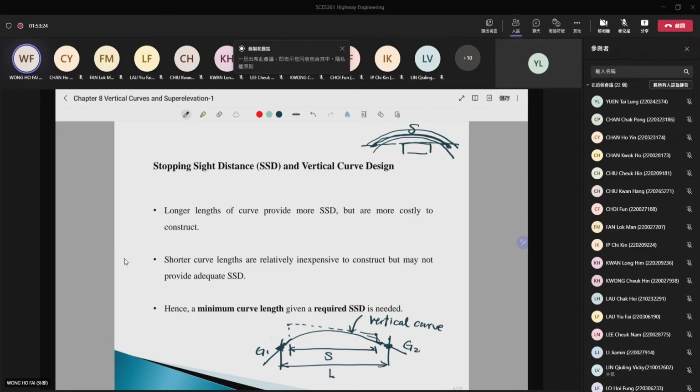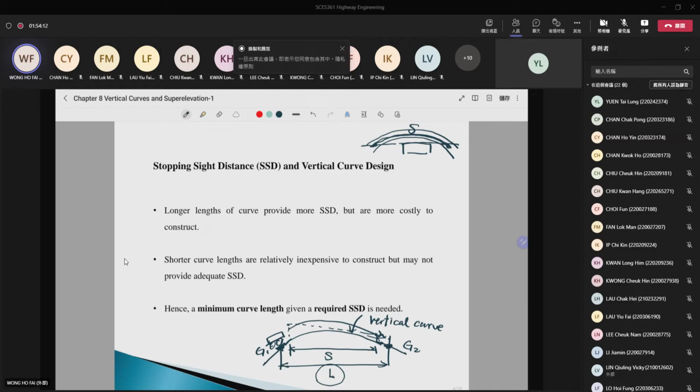Because the vehicle will go from here to here to the other side, okay? And then we need to provide enough length for the vertical curve so that the length is equal to the SSD. Then you will have a safe distance to stop your vehicle, okay? Because horizontally you will move around the curve, and vertically you will also move above or below the curve, because your vehicle will also move along the vertical curve. So the length of the vertical curve should give enough distance for the SSD.